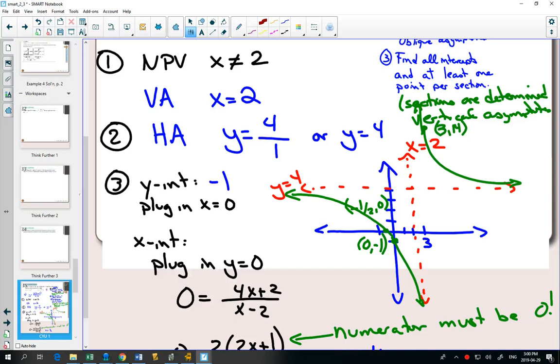Sometimes you won't need to find that extra point because your x-intercept is in one section and your y-intercept is in the other section, so you're fine. But in this case, we did need to find another point because we need at least 1 per section. And you need to make sure that point in that section is labeled. Even if you know that the graph is up in that area, if you don't label that point in that section, there's a deduction for that. You have to have at least 1 point labeled per section.